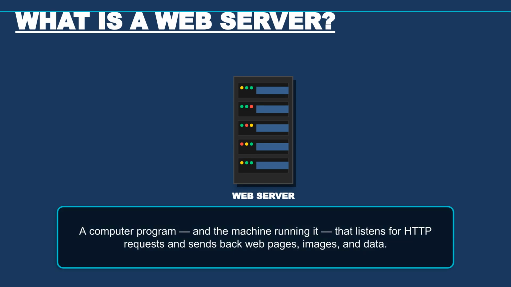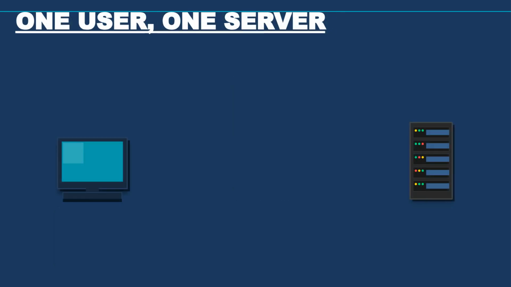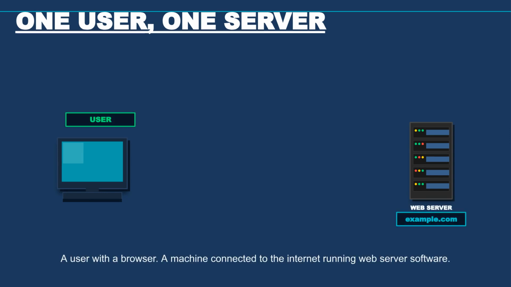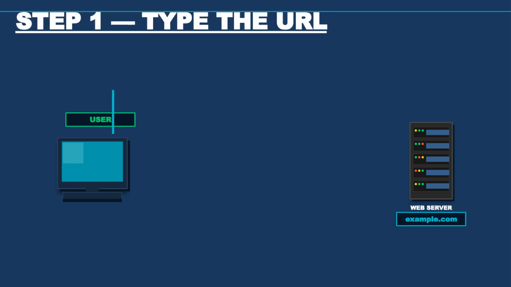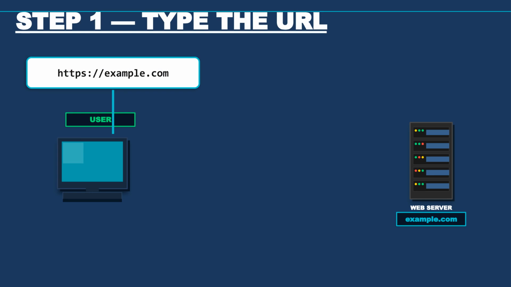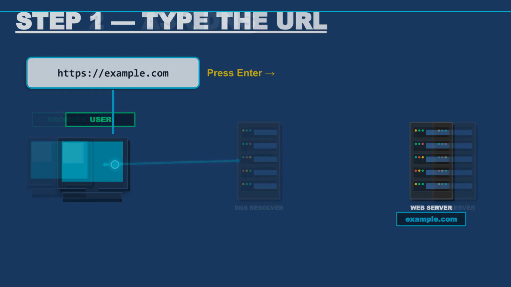It's a computer program, and the machine running it, that listens for HTTP requests and sends back web pages, images, and data. The basic interaction is between one user using a browser and one server, which is a machine connected to the internet running web server software. Step 1 begins when you type a URL, like https://example.com, into your browser and press enter.